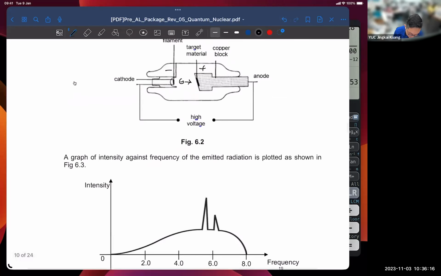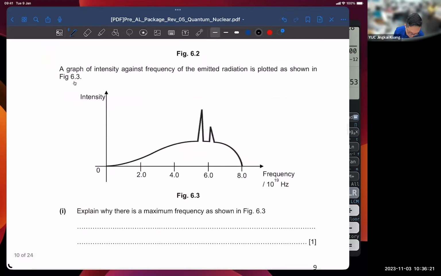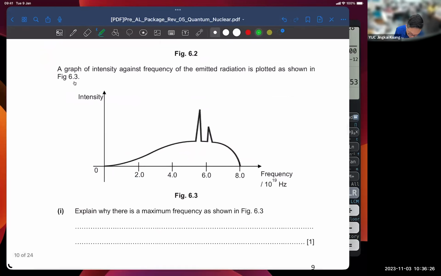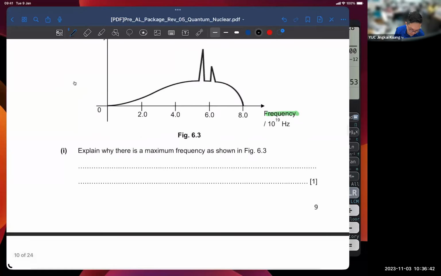Once you have X-rays being emitted, you collect the X-ray photons and then you plot this graph. Now we are plotting against frequency. Be careful, the earlier one was in terms of your wavelength, so it was kind of like a mirror image. Explain why there's a maximum frequency as shown in figure 6.3: because your electrons have maximum energy. When the electron loses energy completely, it will emit a photon with the largest possible amount of energy and therefore maximum frequency.